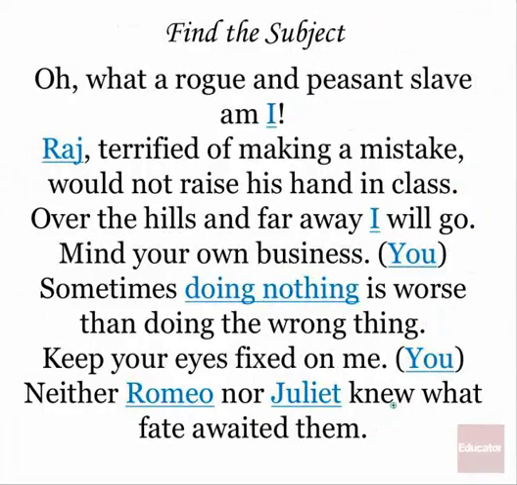And there you have it. Oh, what a rogue and peasant slave am I. Well, our verb is am, but once again we've inverted the order of subject and verb for effect. Shakespeare really liked to do that. Our subject is I. I am the person who is being a rogue and peasant slave. Raj, terrified of making a mistake, would not raise is our action, and since Raj is the one doing it, we know that he is the subject.